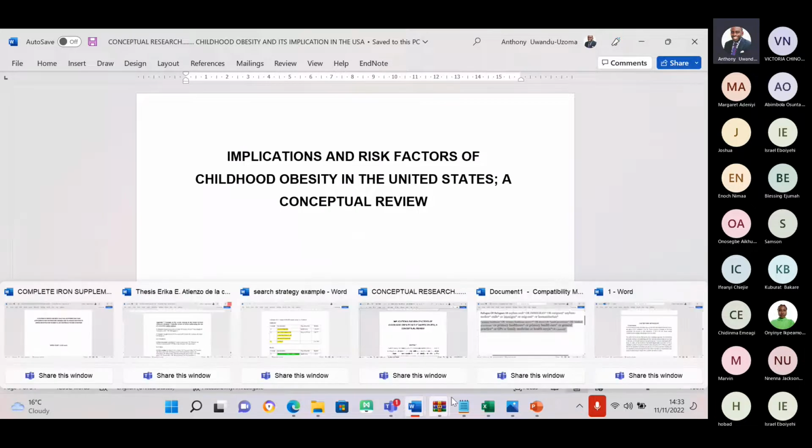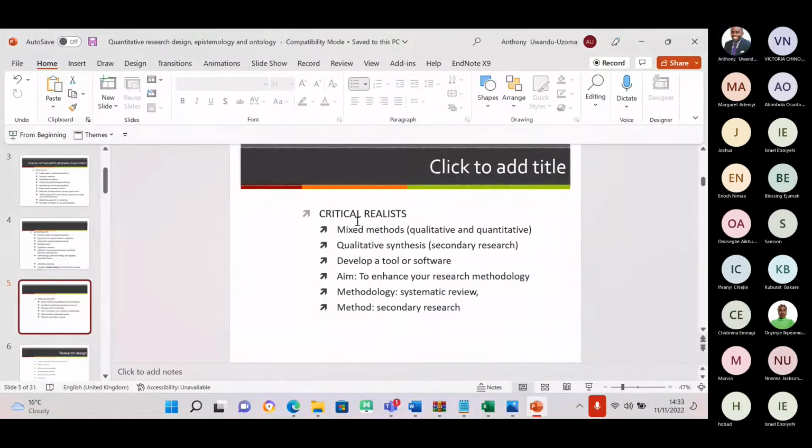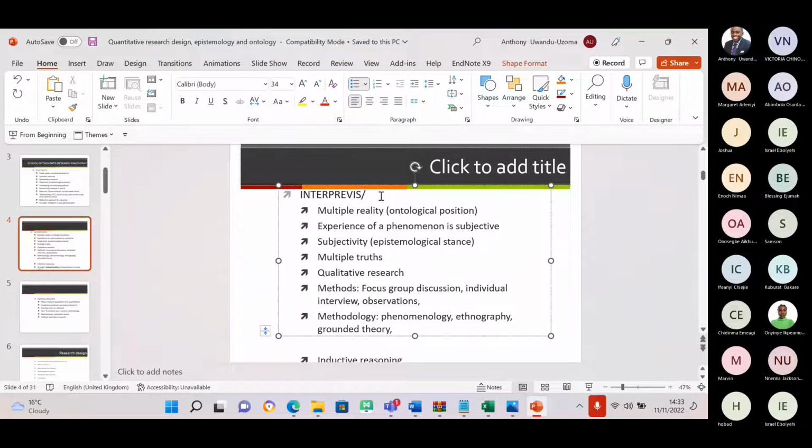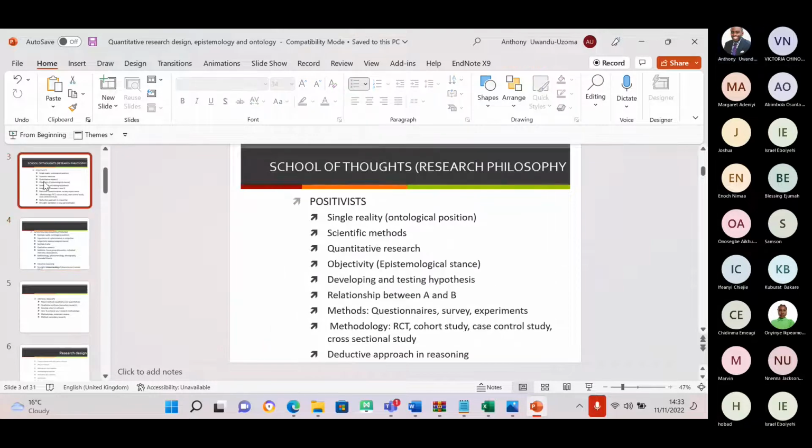Okay, sorry, I forgot one thing. I just remembered. These interpretivists, you can also call them what? Interpretivism. You can also call it constructionism. Okay, so you need to read it up. They are the same: interpretivism, constructionism, point of view. Okay.